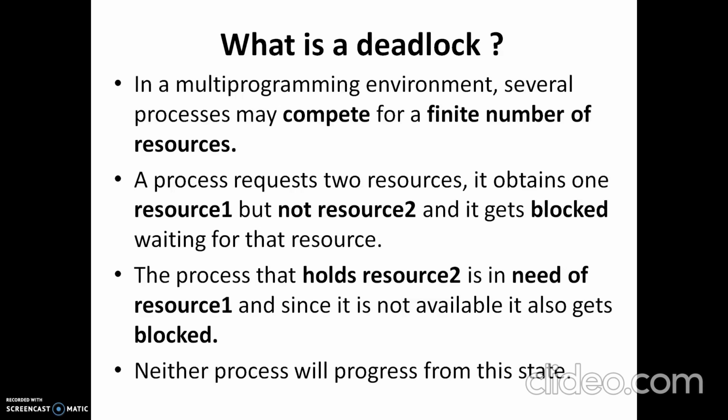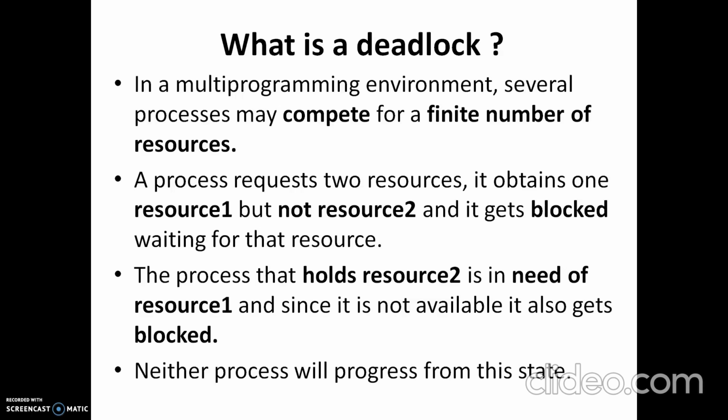For example, there is process 1 which is in need of resource 1 and resource 2. It initially gets resource 1, but it is unable to get resource 2 because resource 2 is already occupied by some other process. And the moment a resource demanded by a process is not available, that process will be blocked into the queue of that particular resource. So the situation of process 1 is that it is holding resource 1, but due to unavailability of resource 2, it's being blocked.